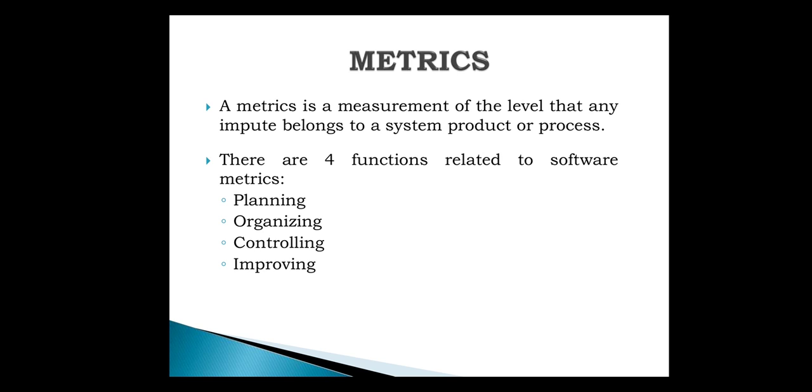Next is metrics. A metric is a measurement of the level that any attribute belongs to a system, product or a process. There are four functions related to software metrics. First one is planning, second one is organizing, third one is controlling, and last one is improving. Okay, we'll see how it works.